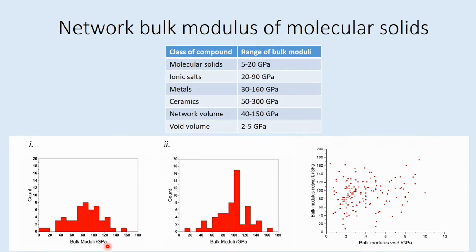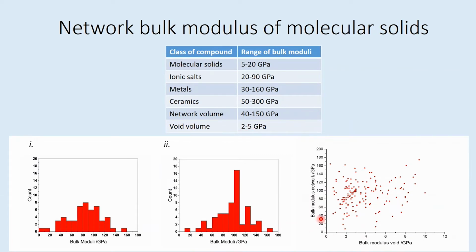So in this histogram here on the left, this is non-hydrogen bonded compounds. We can see it's fairly flat and centers around 85 GPa, whereas for hydrogen bonded compounds, it's much more centrally peaked at 105 GPa, so much higher. Interestingly though, void volume varies over a very small range and is an order of magnitude smaller.